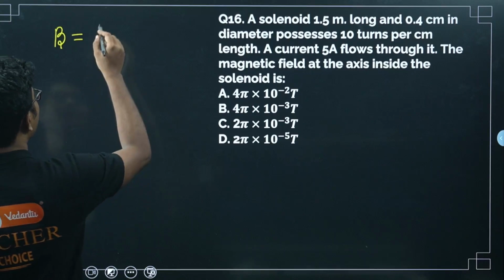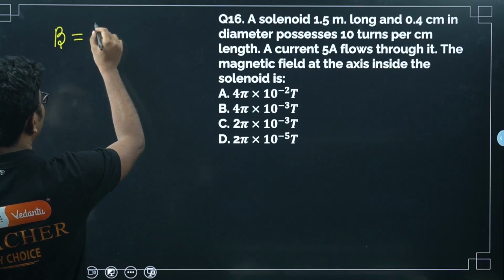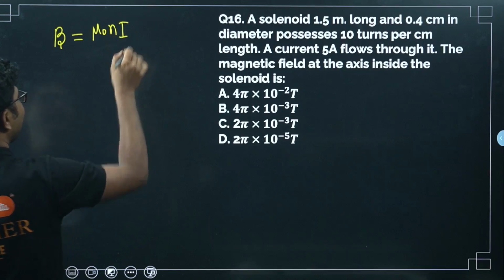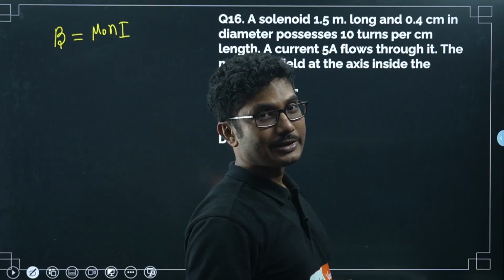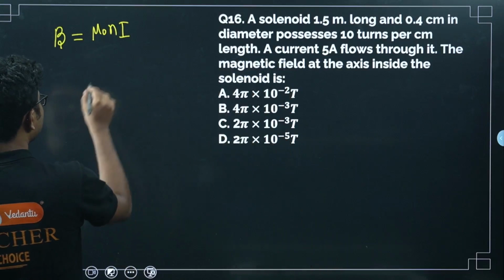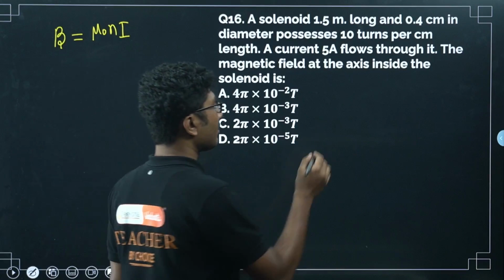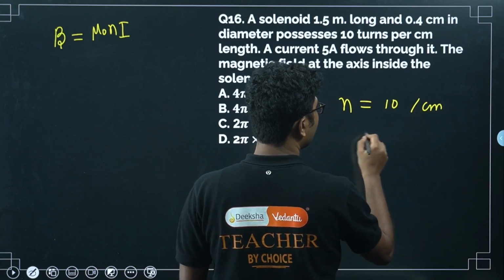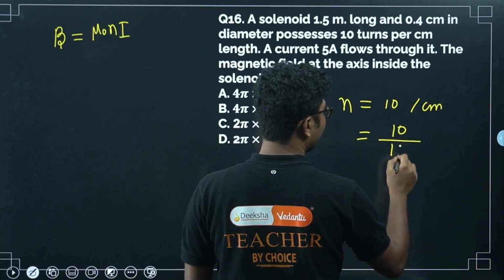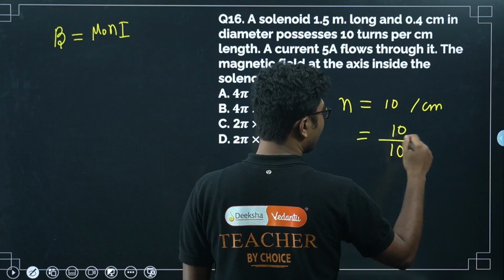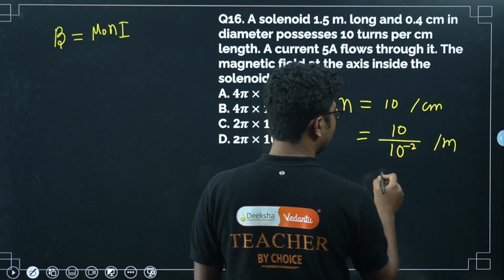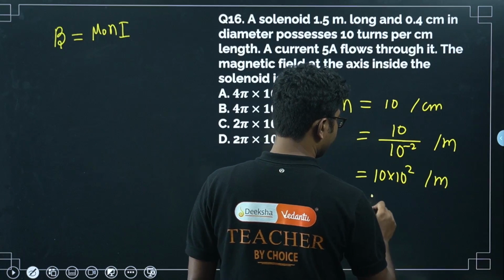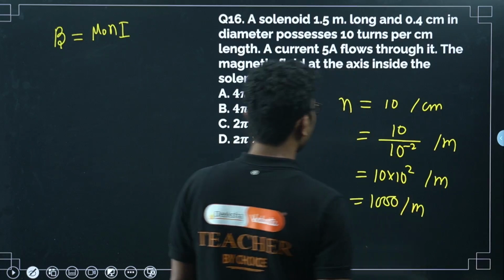So B is basically given by mu naught n I, right? Mu naught n I is the magnetic field on the axis of a solenoid. Now n is the number of turns per unit length, even though here it is given as 10 per centimeter. Centimeter is not the unit, so we have to convert it into meters. Because it is in the denominator, we divide by 10 to the power of minus 2. So per meter, it will be 10 times 10 to the power of 2 per meter. So basically it is 1000 per meter.